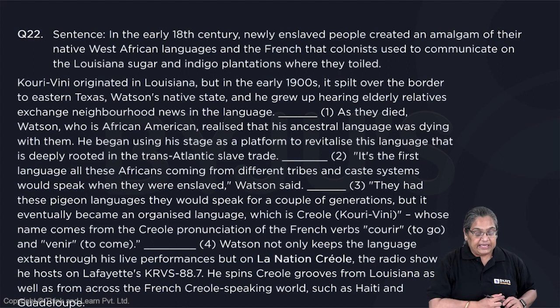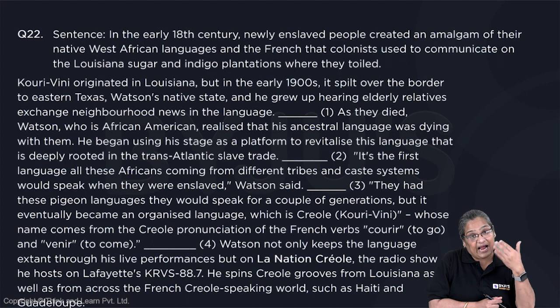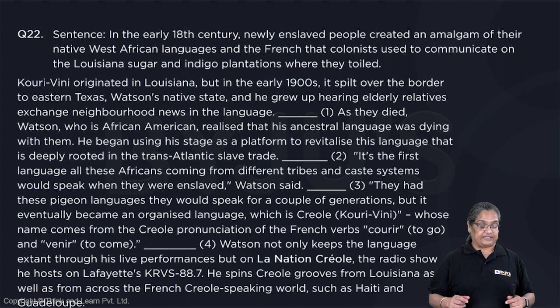In the early 18th century, newly enslaved people, who had become slaves, created a mix of their native West African language and French. They were from West Africa, so they had their native language. The French colonists who had enslaved them used French. Now, these slaves used a language which was a mix of their native language and French when they were working in the plantations. All right, let's read the passage.